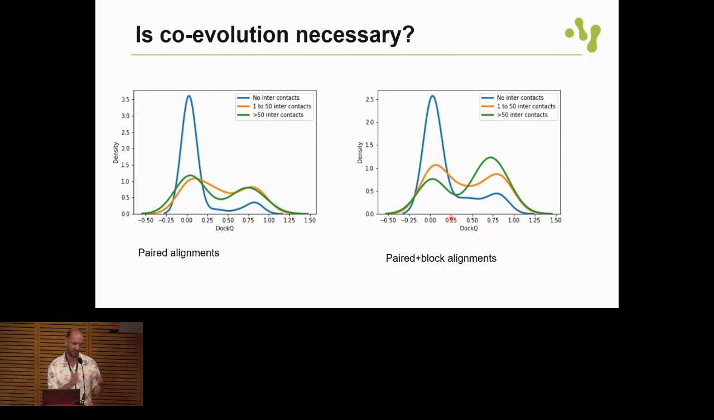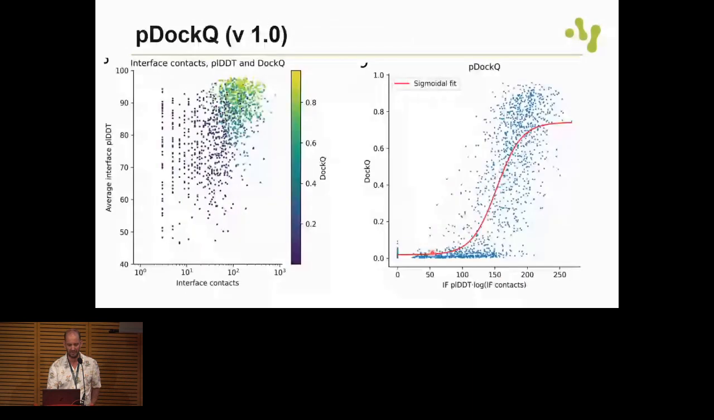If one protein is big, you can have a good TM score, and the other one is small, it's not seen. So we just found a simple score: if you have a bigger interface with higher predicted quality, then you get a better score. So we looked at the interface contacts. We took a log of it. We multiplied it by the average interface pLDDT, the predicted local distance test. And we could do that, and then we could fit a sigmoidal curve to it, and basically get a score between 0 and 1.